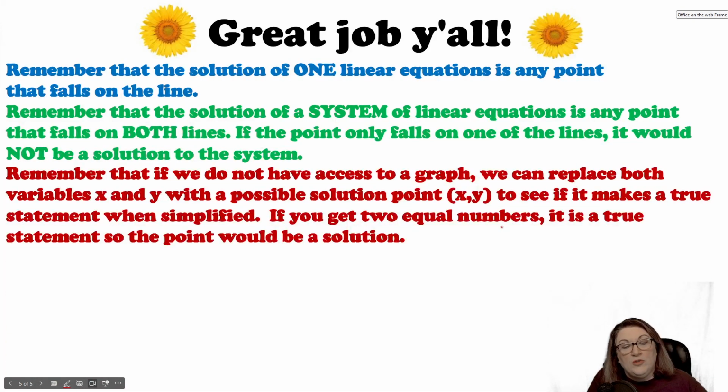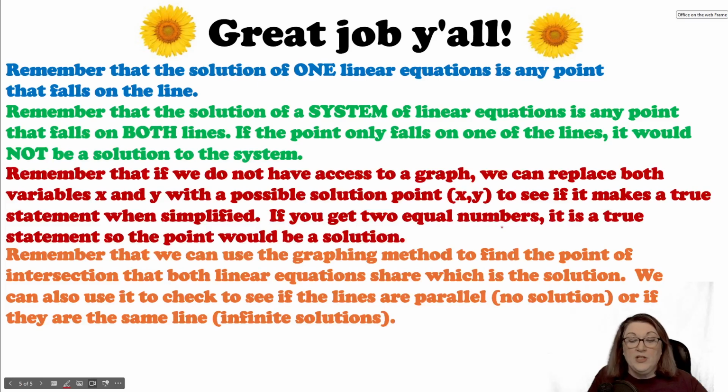Remember that if we do not have access to a graph, we can replace both variables x and y with a possible solution point x, y to see if it makes a true statement when simplified. If you get two equal numbers, it's a true statement, so the point would be a solution. That was what I did at the beginning when I substituted those values into both equations to see if they were solutions, and I got the two equal 4s.